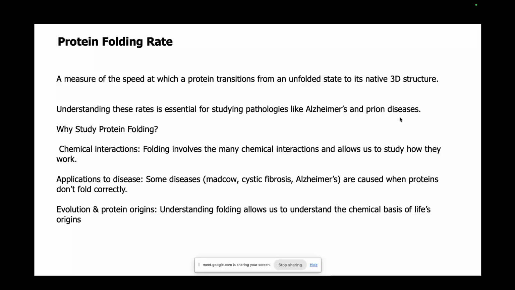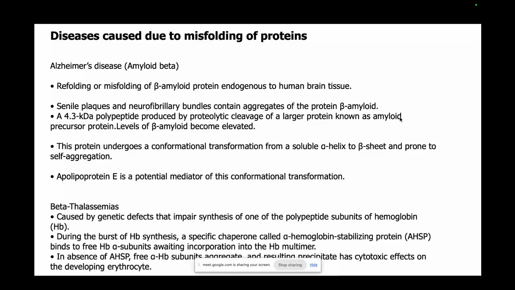First is at the chemical interactions level: what kind of interactions help the protein to fold properly. What kind of disease is formed when the protein folding does not happen properly. And what evolutionary insights can we get comparing protein folding of the same protein across different species, right? Now, a little bit about the diseases that are caused.